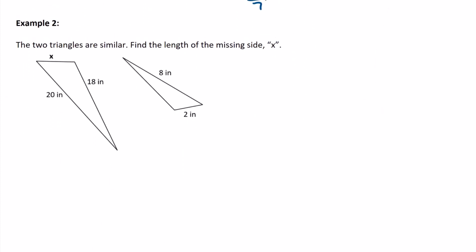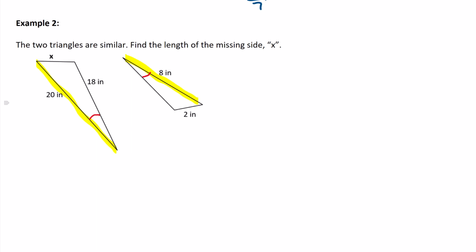In example 2, we again have two similar triangles. However, this time they're not in the same orientation, so it might be a little harder to identify which sides of the triangles are proportional. My recommendation is to identify the longest leg of the triangle first. I know that 8 and 20 inches are now the proportional legs, and so I can identify the angles that are the same right here.